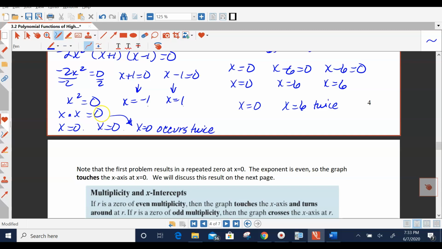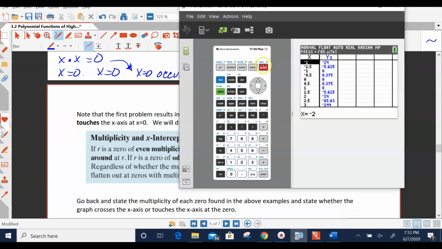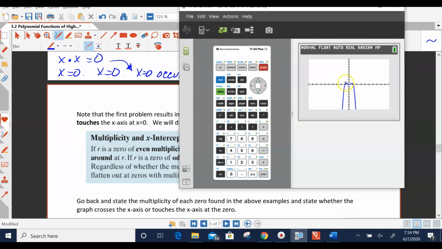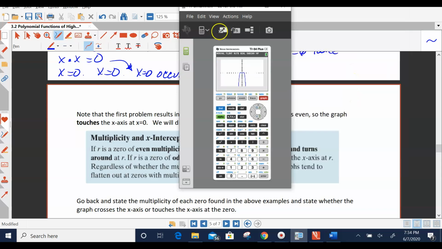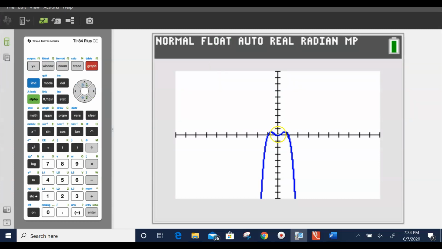So with this 0 of 0, when we look at the graph, notice what the graph is doing. It's bouncing right there at 0. It goes to it, it touches it, and then comes back. Let's see if I can just show. That's not what I wanted. Let me do this. There we go. So right here at the 0 of 0, the graph is bouncing. So anytime you have a 0 that has a multiplicity, or it repeats an even number of times, it's going to touch the x-axis and bounce off.